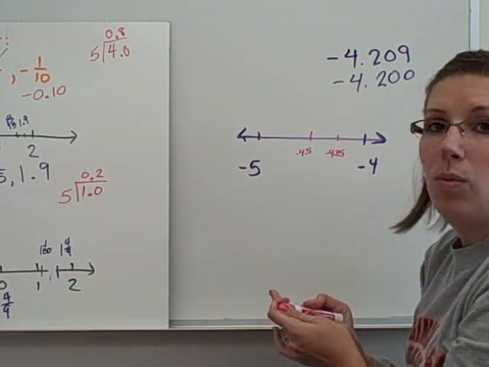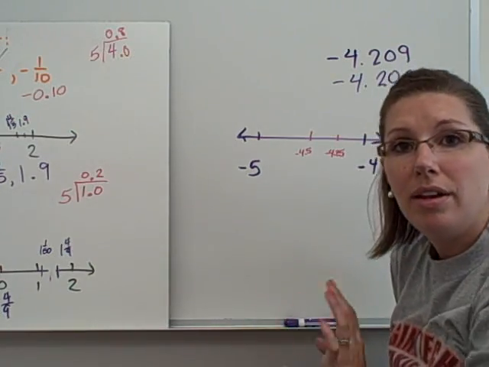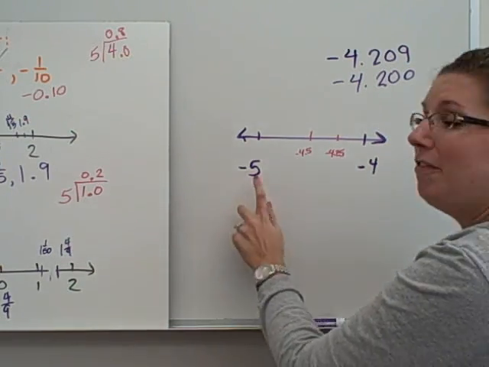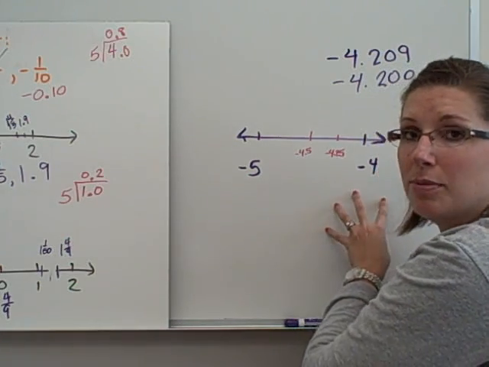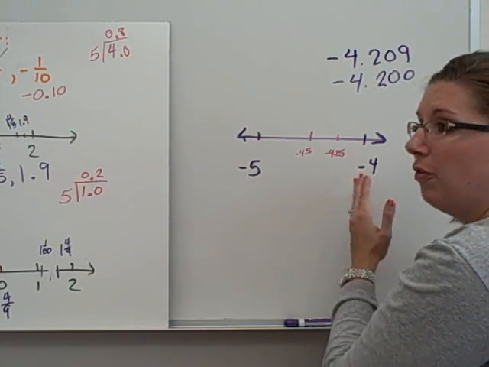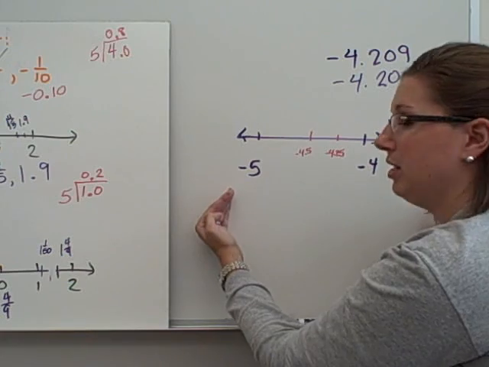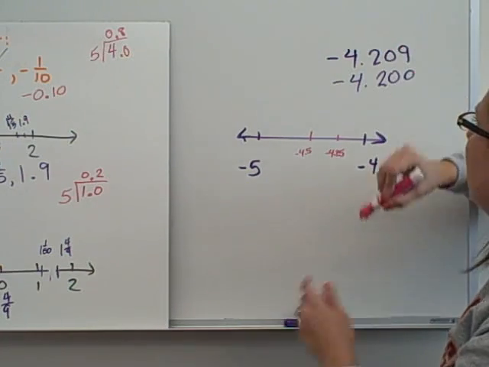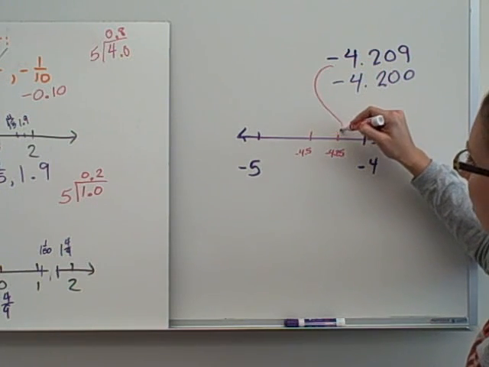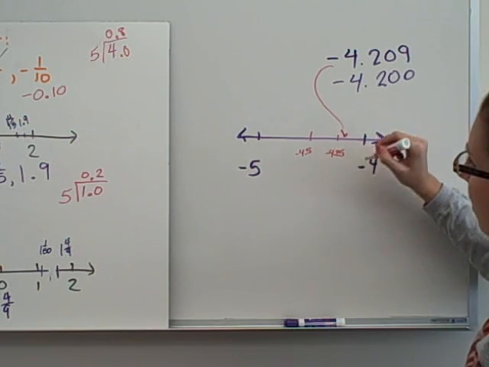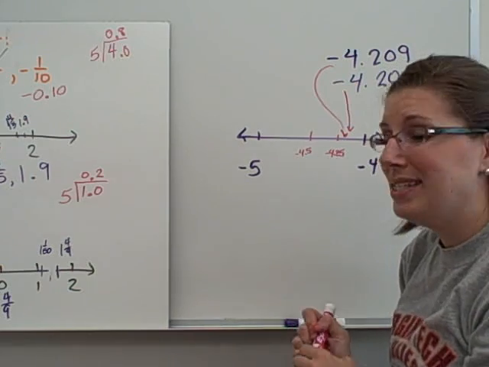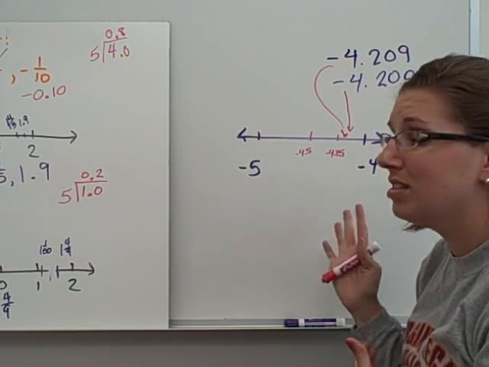Remember, when we are working on the negative side of the number line, it's kind of like working backwards, because even though the absolute value of 5 is bigger than the absolute value of 4, we're dealing with negatives, so it's flipped around. So 4 is to my right and 5 is to my left. So -4.209 is closer here to -4.25 than the other value. Hopefully that makes sense to you. We'll talk about this concept more in class.